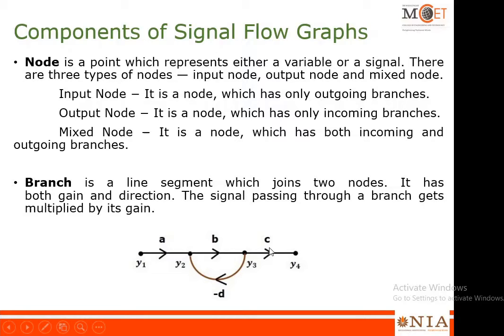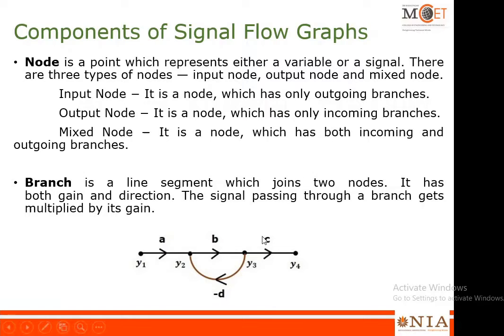That is, you have to take the product of the gains which you traverse through. This forward path is from this point to this point, and A, B, C are the gains that we travel through. So it is the product of all the gains that we travel through. That is called the forward path gain.